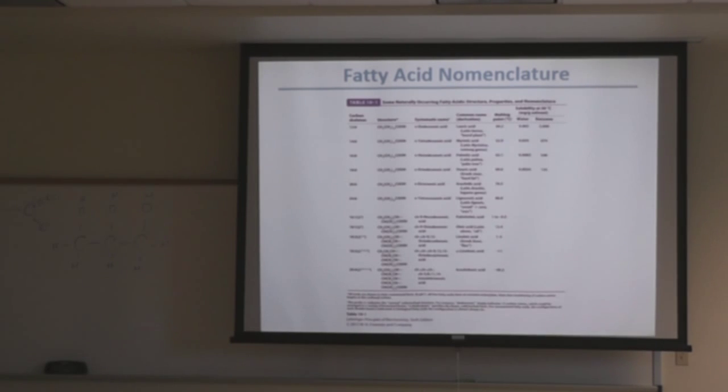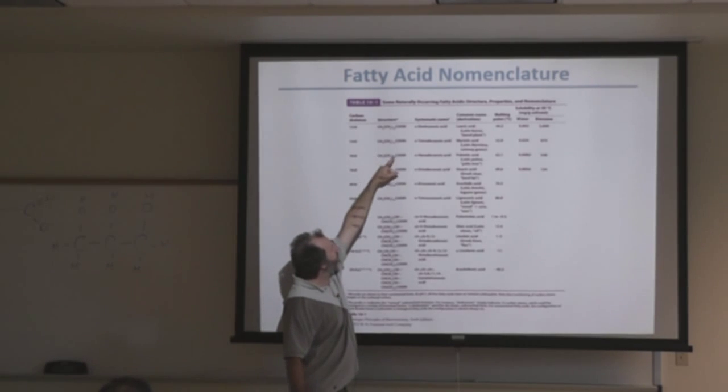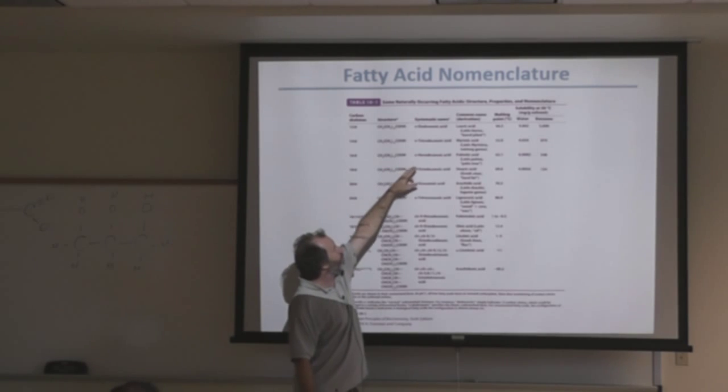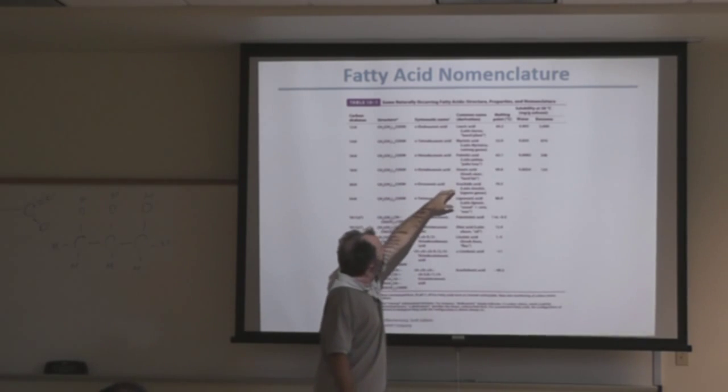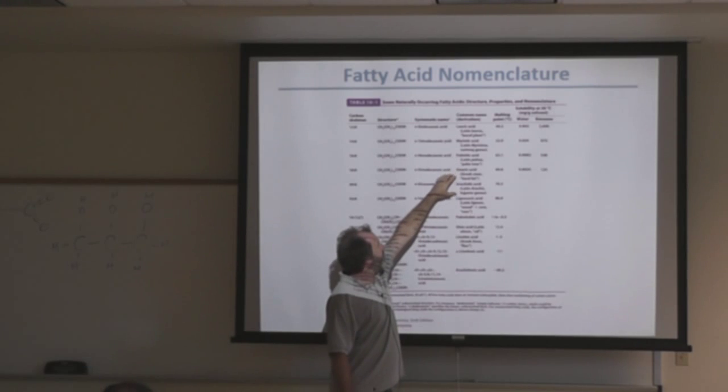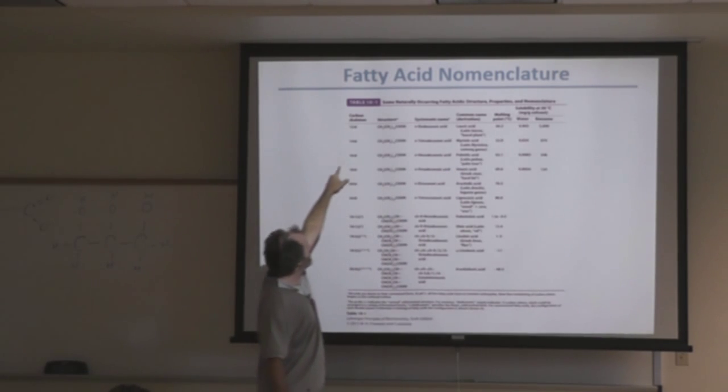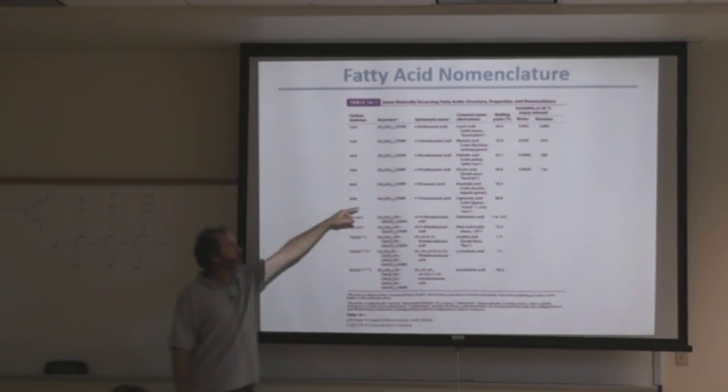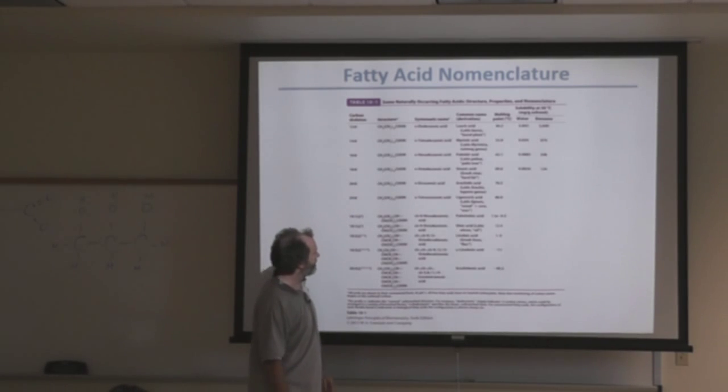So this just shows you some more of the fatty acid nomenclature. For a 12 carbon skeleton, it's dodecanoic acid, or lauric acid is its common name. Most of the time you'll see these as their common names. Palmitic acid is probably the most common, it's 16 carbons, and saturated, and so forth.